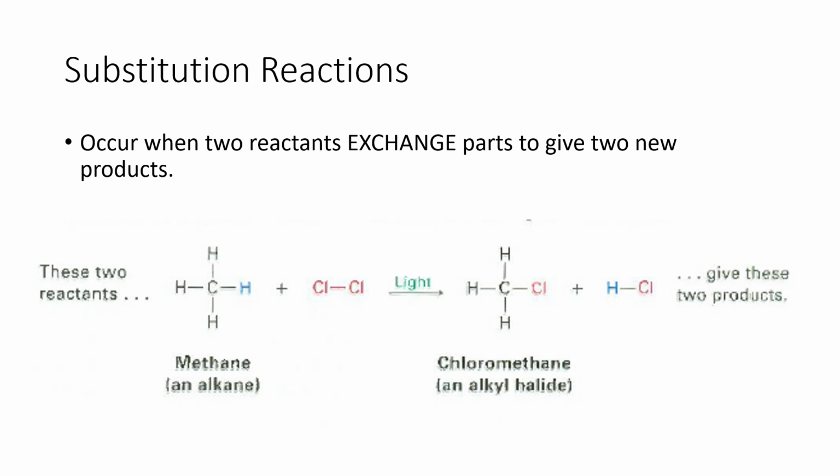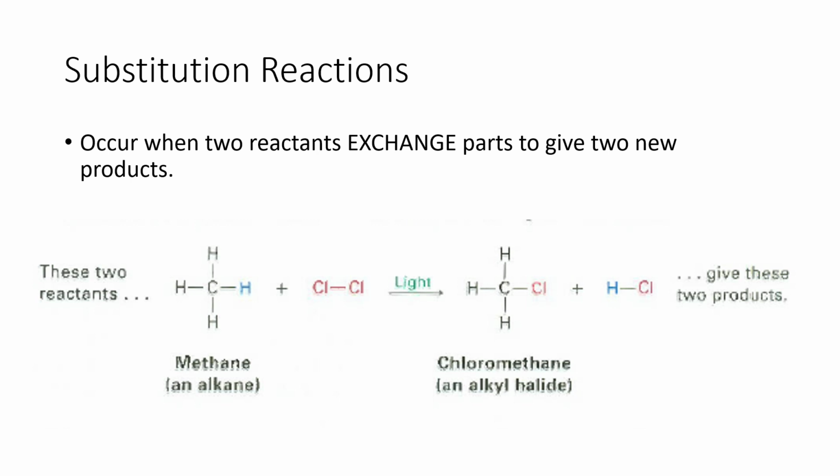Next, you have a substitution reaction. A substitution reaction occurs when two reactants exchange parts to give two new products. So on the screen, you have methane plus chlorine gas. In the presence of light, will form chloromethane and hydrochloric acid. So you might be familiar with this one when we discussed our alkanes.